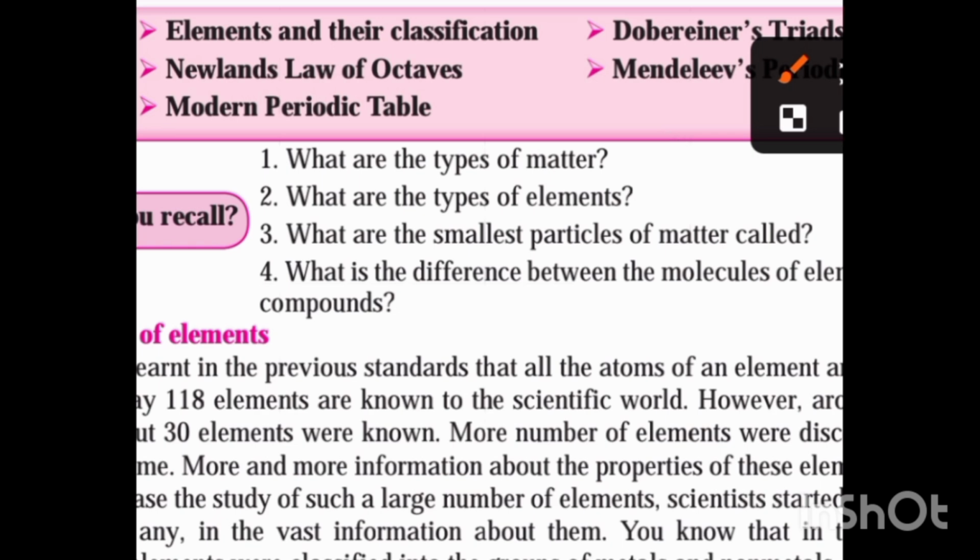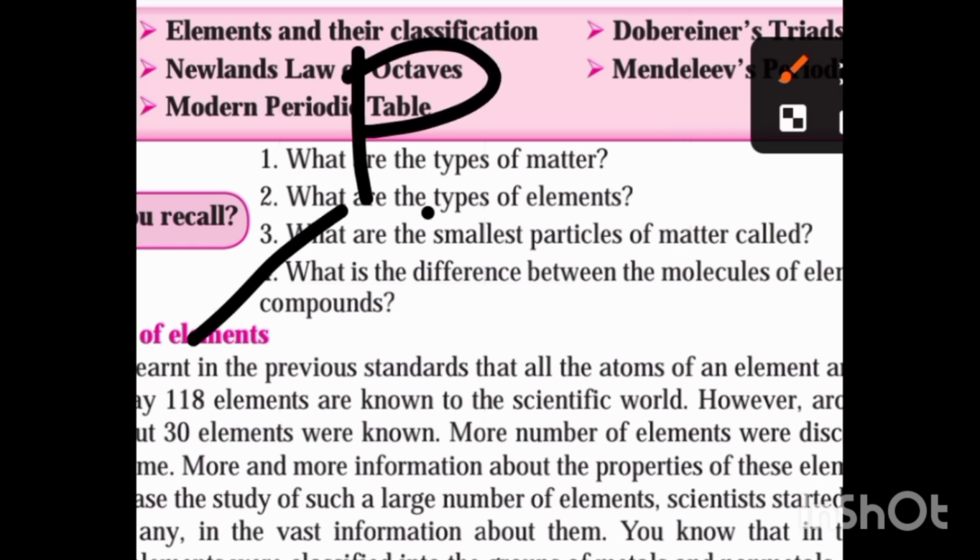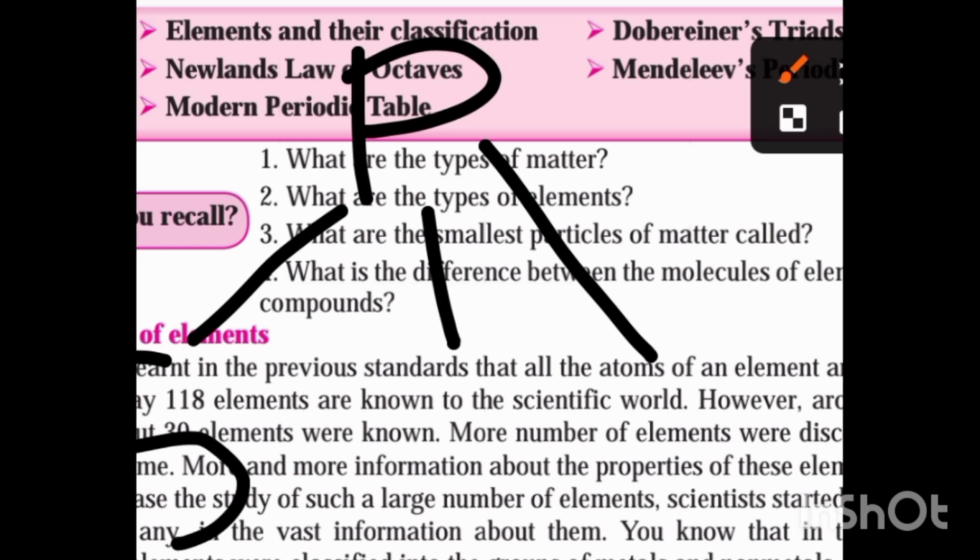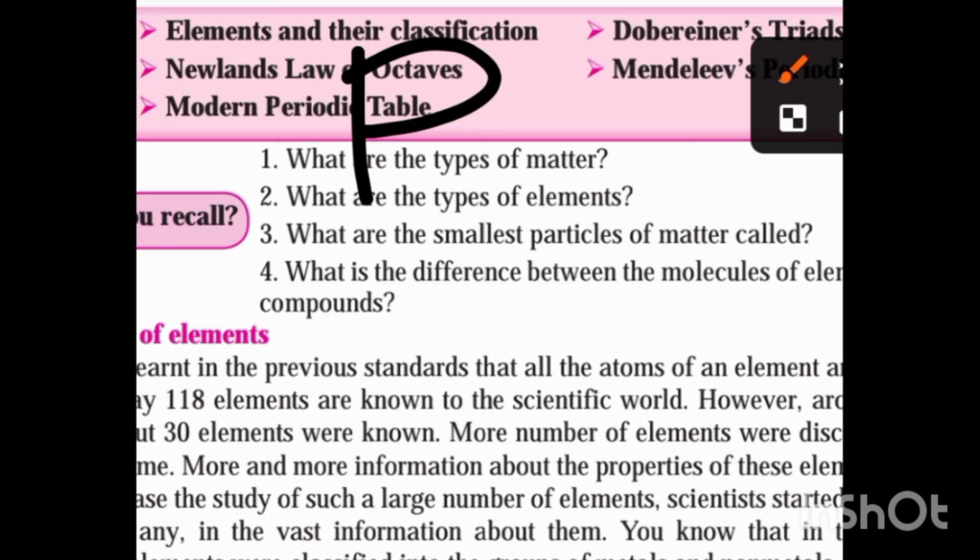But if we are talking about permanent matter, then there are three types. What is matter? Matter is something which has mass and occupies space. You should write solid, liquid and gas, so the answer is 3.